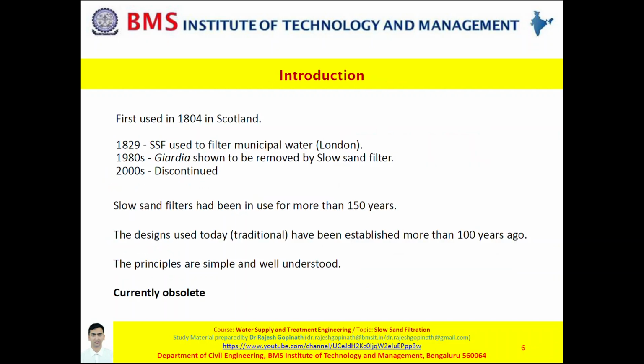Slide 6. Slow sand filters were first used in Scotland in 1804. However, its wide application was in the year 1829 to filter the municipal water of London. Since then, slow sand filters have been extremely effective in curbing waterborne diseases. In 1850, a critical link was established between cholera and drinking water. Slow sand filters were extremely effective and useful in removing these pathogens.